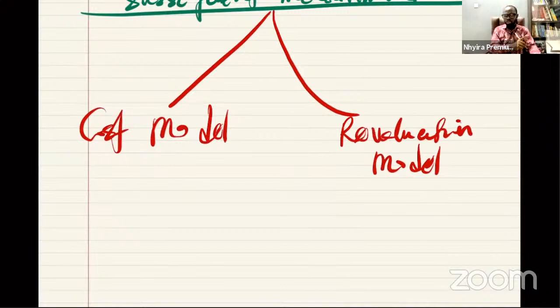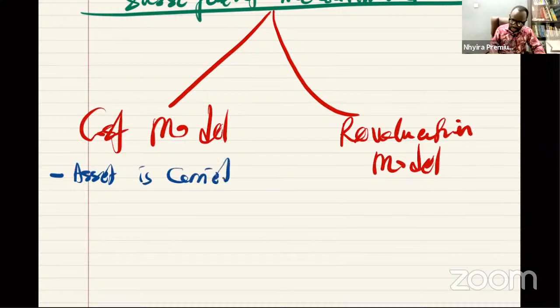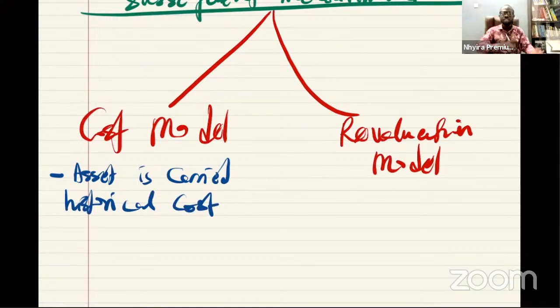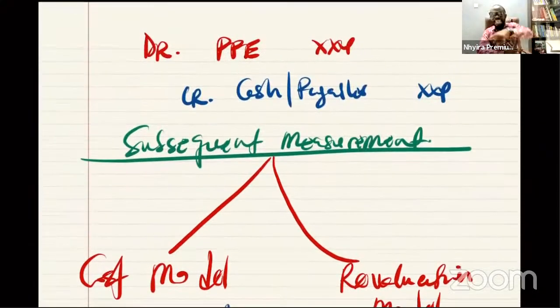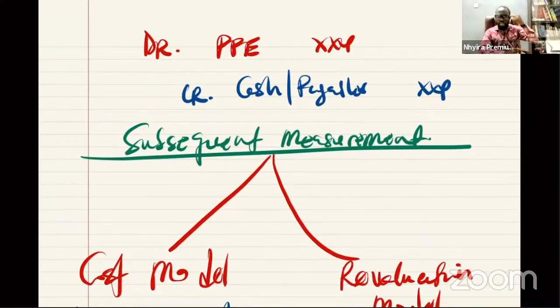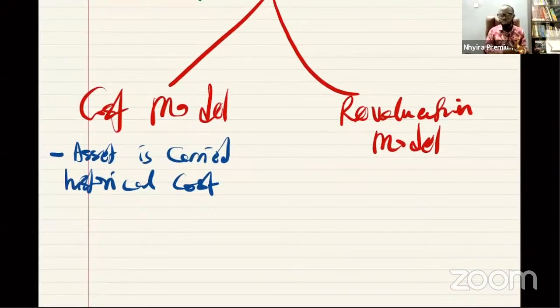With the cost model, the asset is carried at its historical cost. Now, when we say we are carrying the asset at its historical cost, it simply means that we are carrying the asset at the initially recognized amount. It means we are carrying the asset at the cost at which we initially recognized it, or the cost at which we initially bought the asset. That is what we mean by the historical cost.